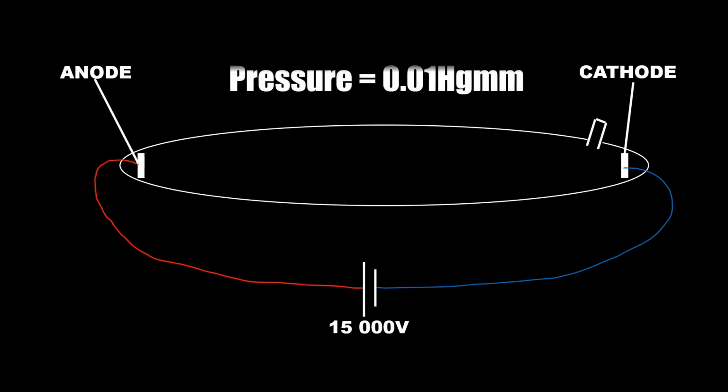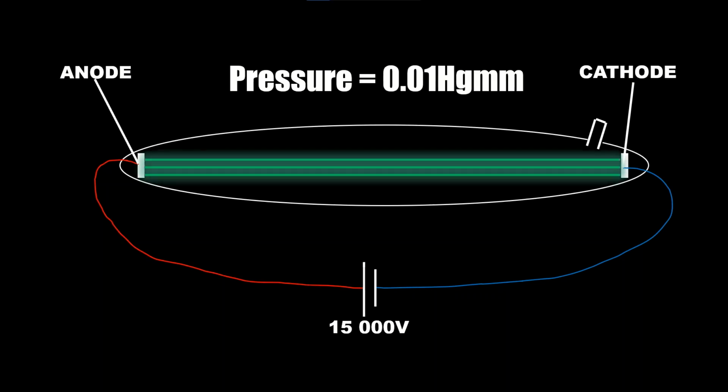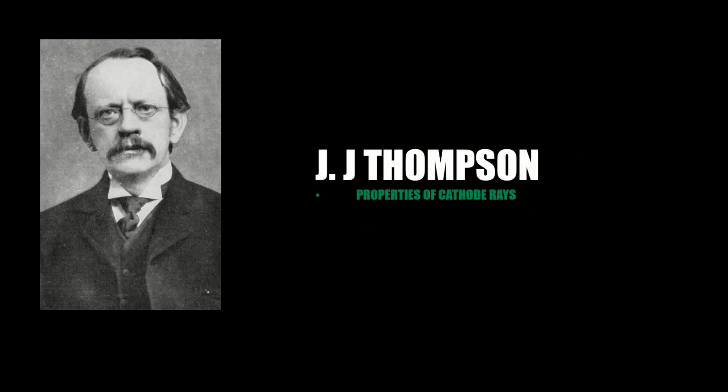After reducing the pressure inside the tube to 0.01 millimeters of mercury, the cathode produced a stream of radiations which was attracted towards the anode. Because they were produced at the cathode, they were known as cathode rays. In 1870, J J Thomson experimentally determined the properties of cathode rays.